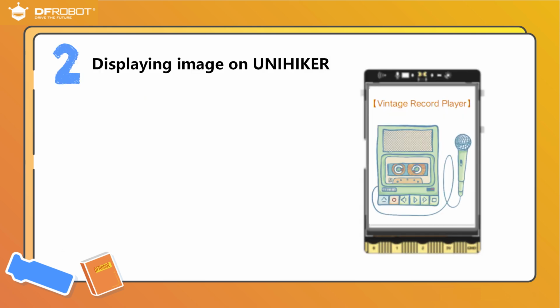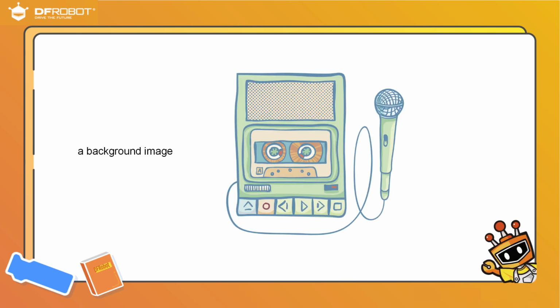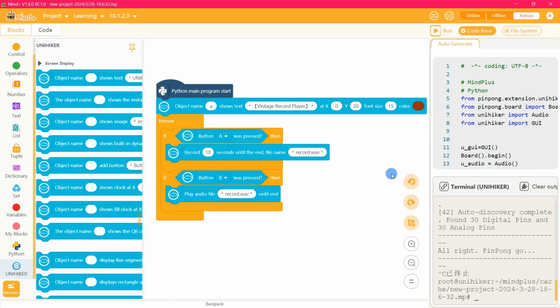For this, we first need an image. You can click pause on this screen and take a screenshot for your reference. Please save it on your computer. Next, let's return to the programming software and see how we can use Mind+ to display this image on UNIHIKER.